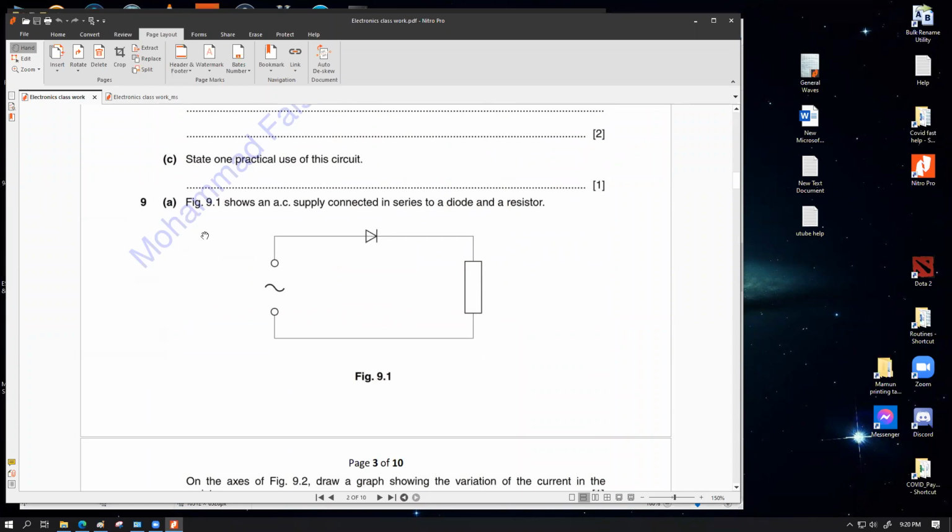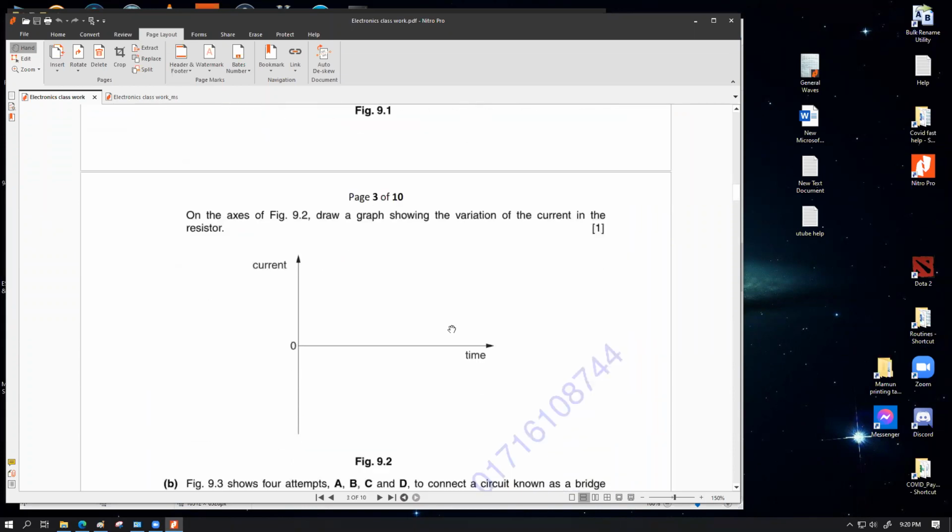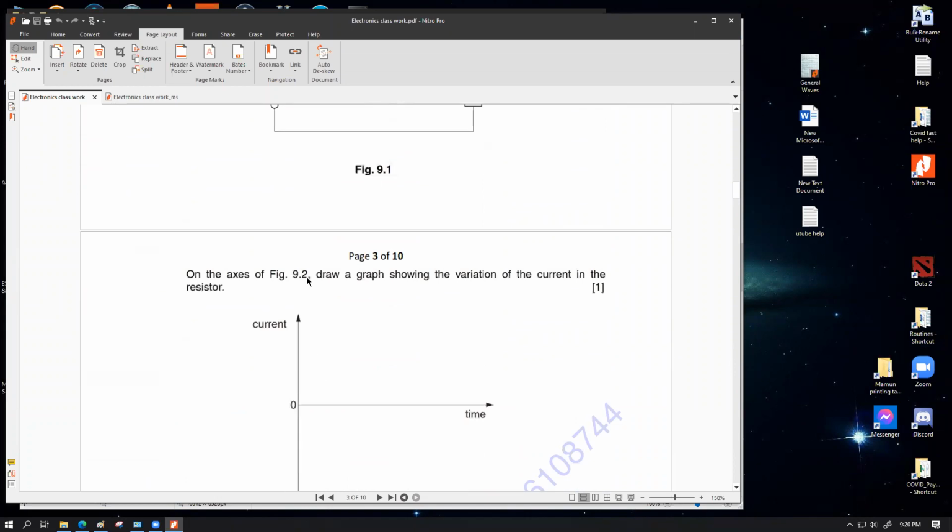So question number 9 says figure 9.1 shows an AC supply connected in series to a diode and a resistor. So we have this thing. They are asking us to draw on the axis figure 9.1 the graph of the variation of the current in the resistor. So you just have to draw that shape that I showed you earlier. Half the cycle is missing.